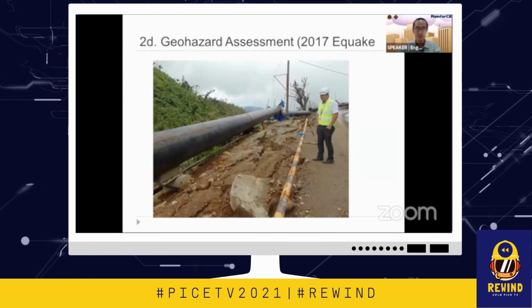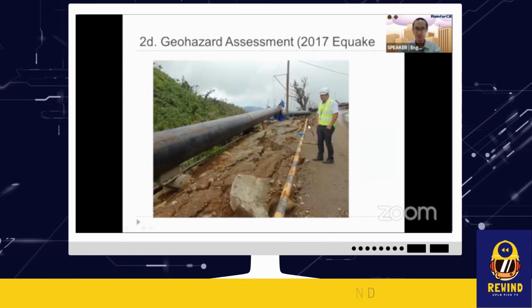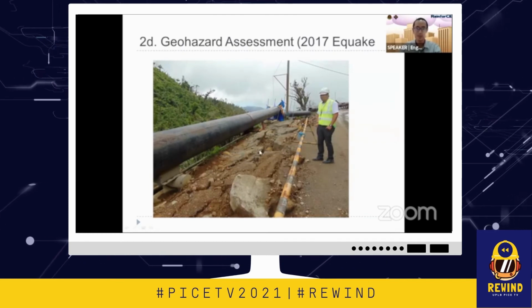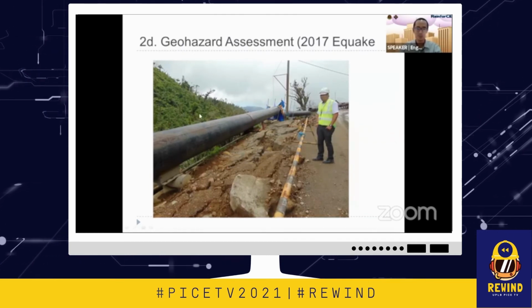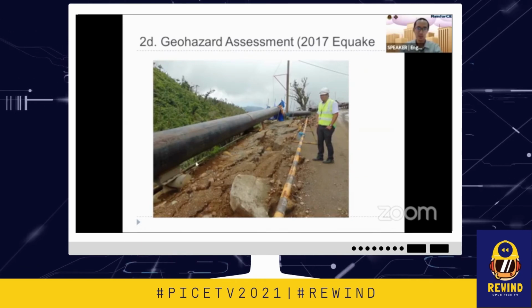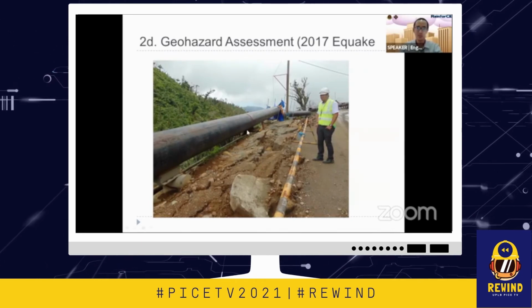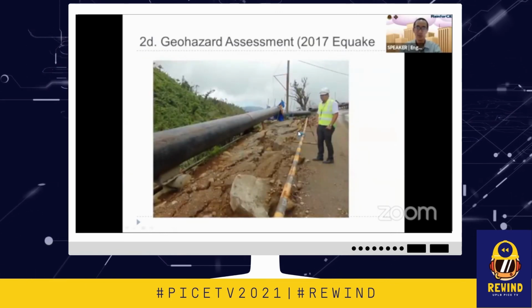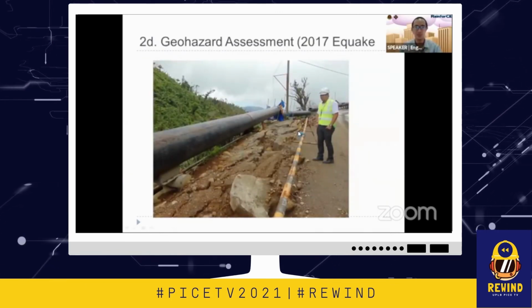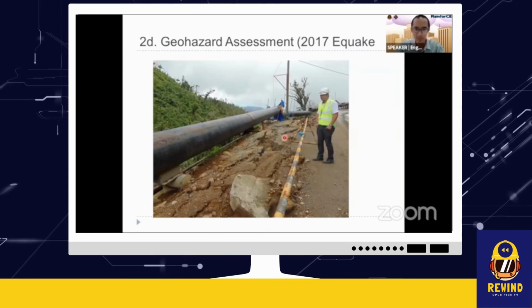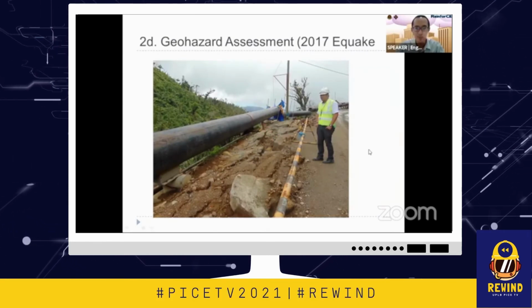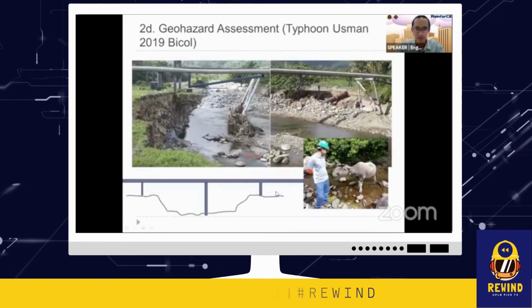So next, this is also a pipeline that was damaged during the earthquake. It is very near a cliff. It is just not shown here in this picture, but it's ready to fall off. Oops. So it is very dangerous. The road has already collapsed.